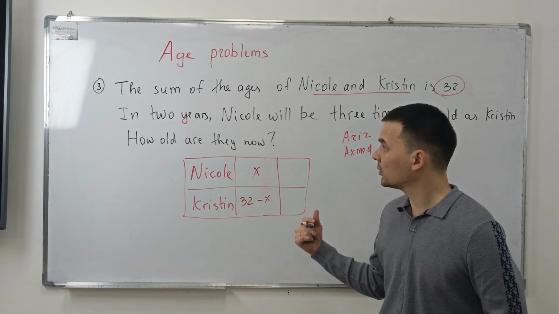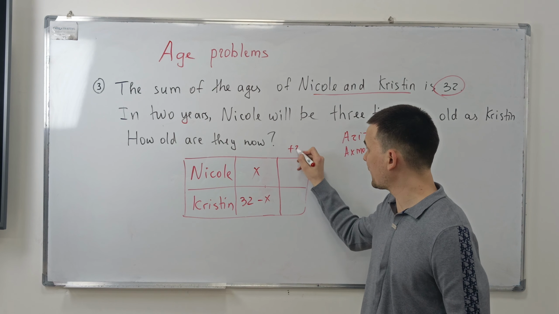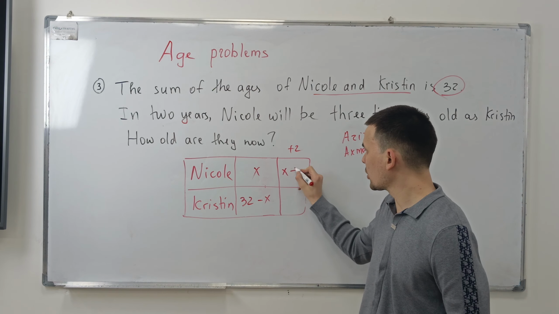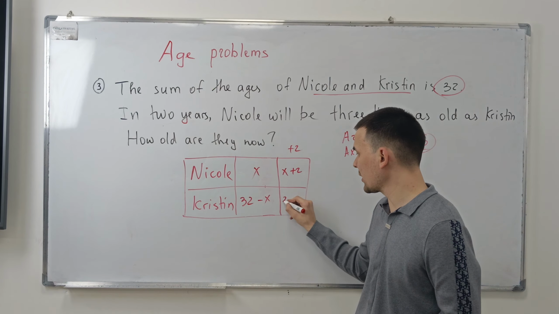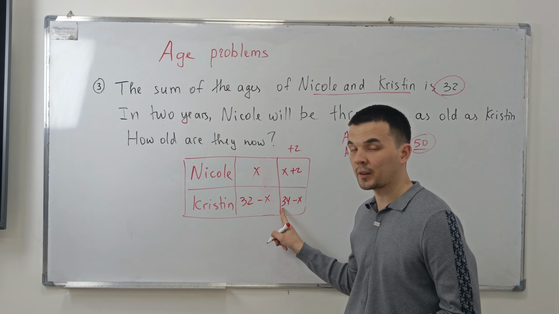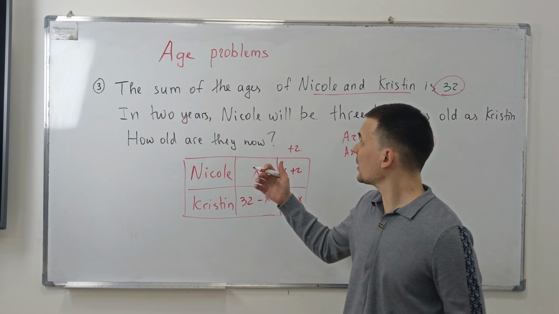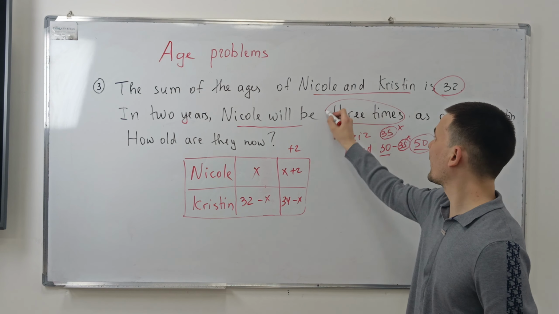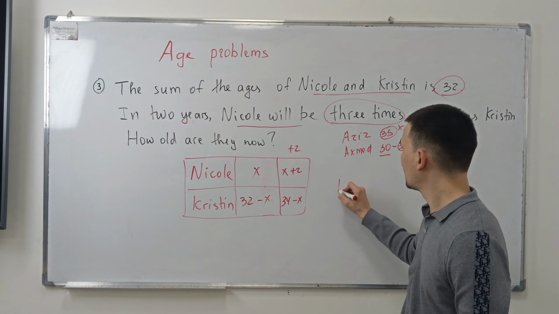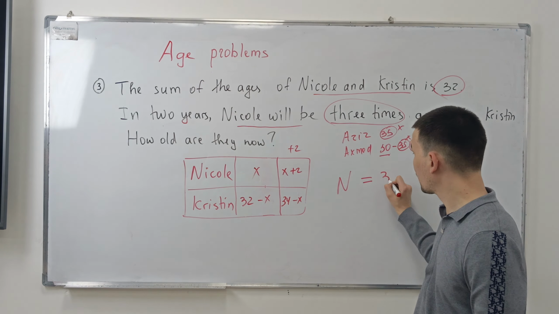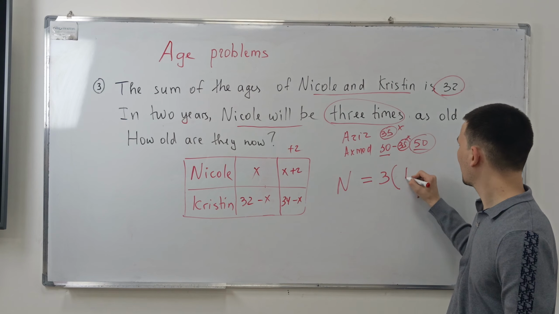So we can continue: in 2 years, which means in the future. So 2 should be added to Nicole, and 2 should be added to Christine, which is actually 34. The question says Nicole will be 3 times as old as Christine. 3 times means 3 times as old as Christine. So Nicole will be 3 times Christine.